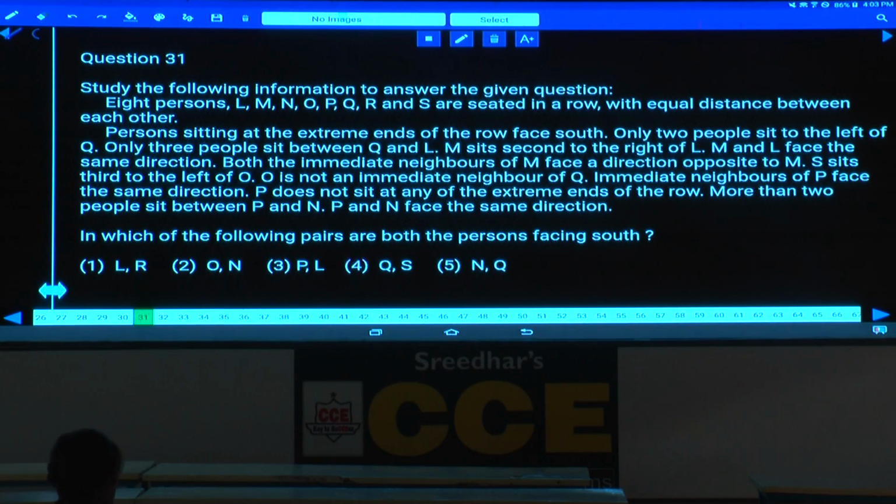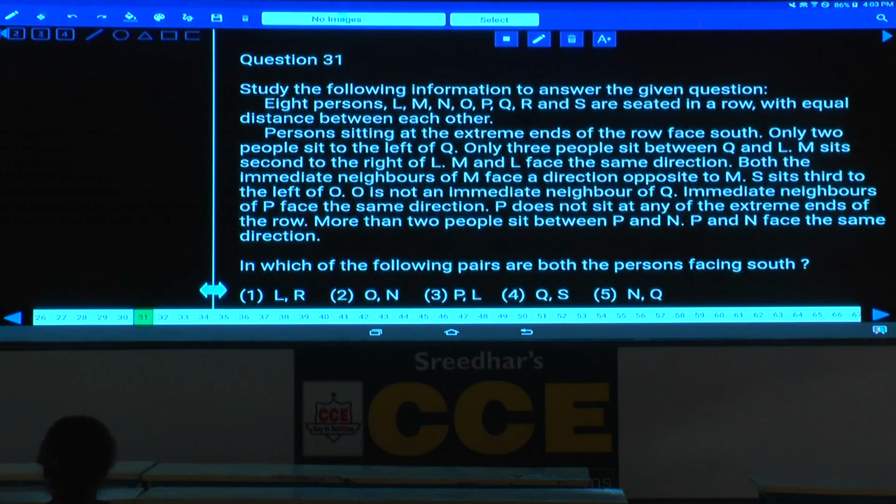Now paper number 82. Now in this paper number 82, question numbers 31 to 35. Now it is based on row arrangement. How many persons are there?